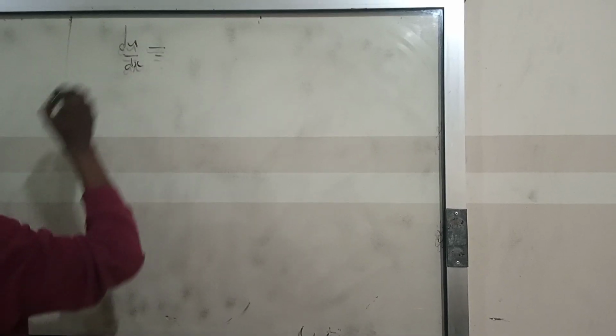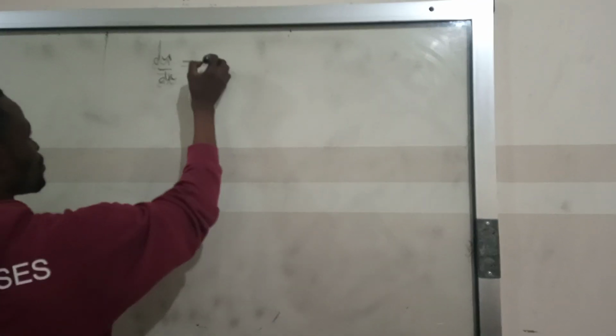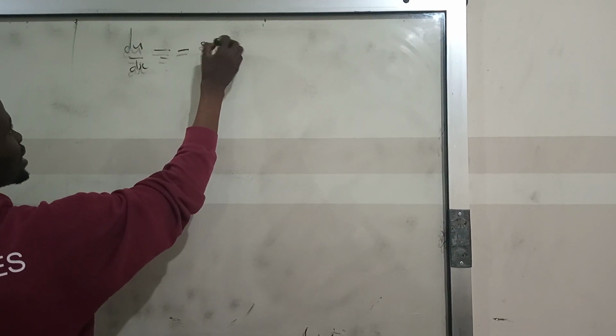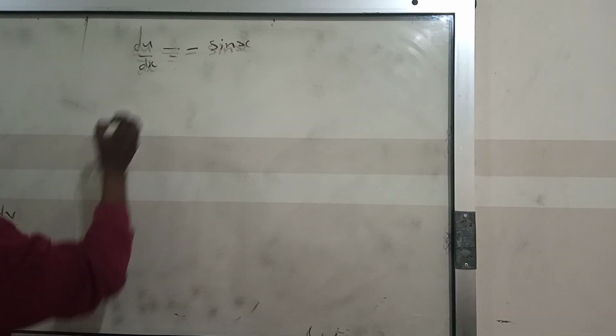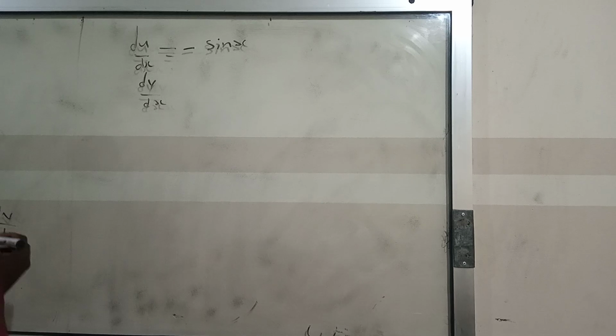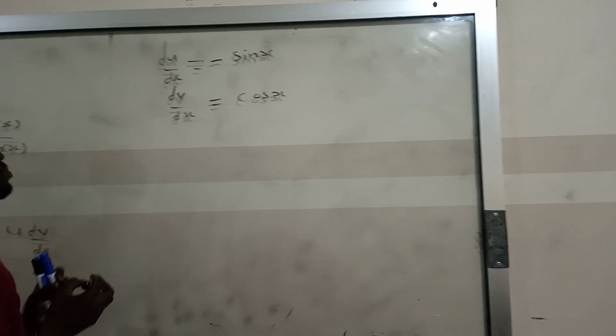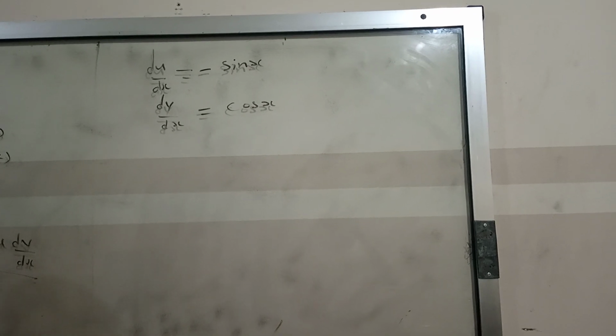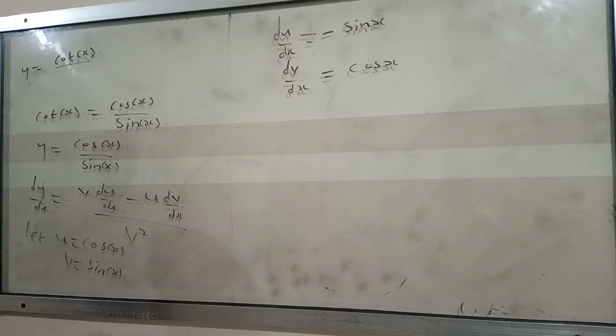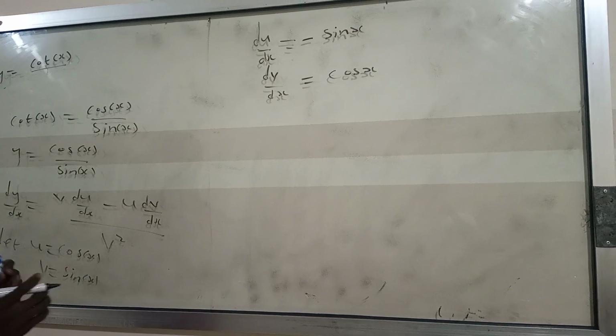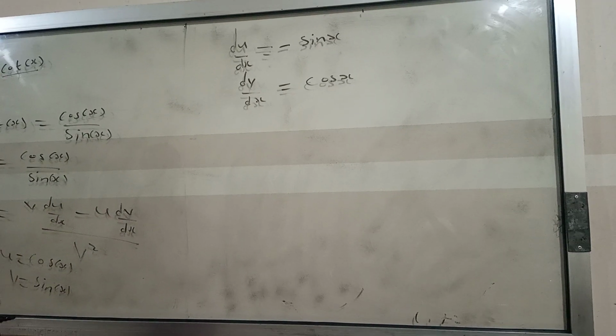Next, we find du/dx. From this side, du/dx is minus sin x. If you find dv/dx, you get cos x. So simple. When you finish, you come to the quotient rule formula, where you see v, you put in v, and where you see du/dx and dv/dx, you put them in.